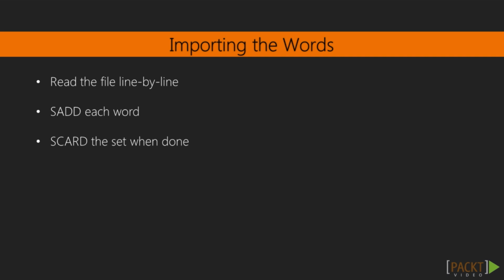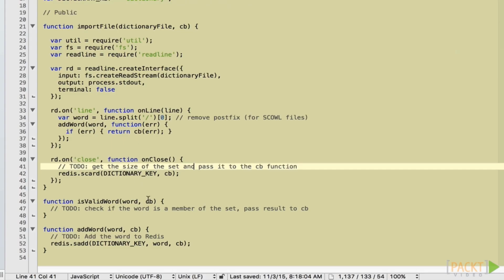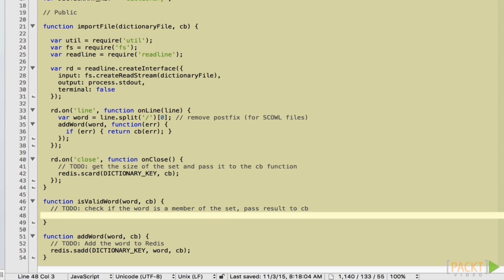Now that we've imported the words, we need to determine if a word is valid. So this one's super easy because we have a command that does exactly what we want. Just remember that sIsMember returns a 1 if the string exists and a 0 if not. But our tests are going to expect a Boolean. So we're going to have to make sure that we convert the 0 or 1 into a Boolean value for our tests to work. So we go to isValidWord, and we're going to call Redis sIsMember. Once again, we give it a dictionary key. We give it a word, but we can't return that directly.